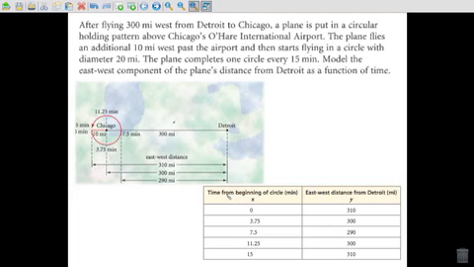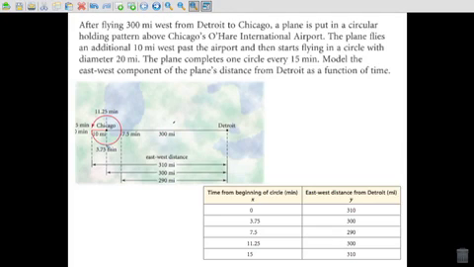On one side it's the time from the beginning of the circle. So at 0, they're at 310 miles from Detroit. So over here is where they're going to start. That's when they go the extra 10 miles. And then they're going to go counterclockwise, it looks like.